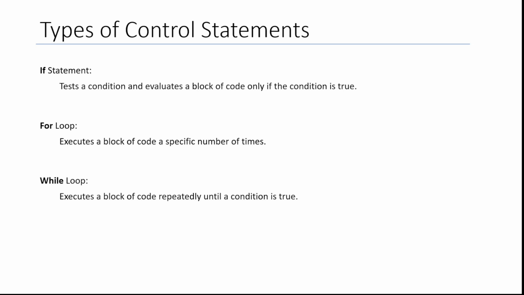The 3 control statements in programming are if statements, for loops and while loops. The if statement executes a block of code based on a condition. The for loop executes a block of code a set number of times. The while loop executes a block of code repeatedly until a condition is no longer true.